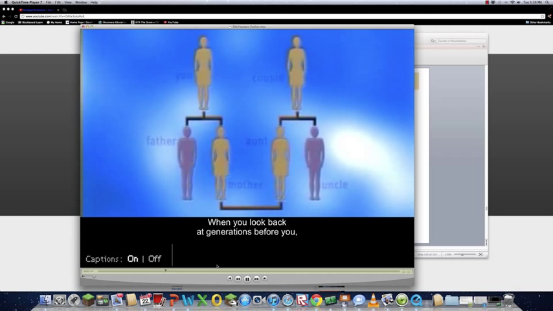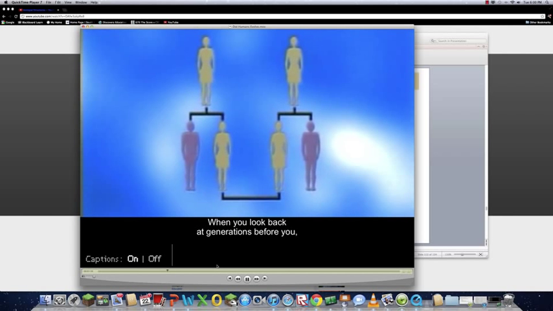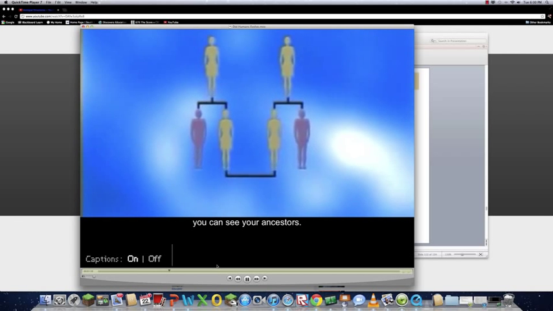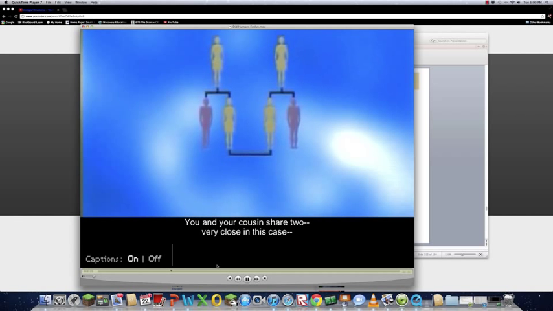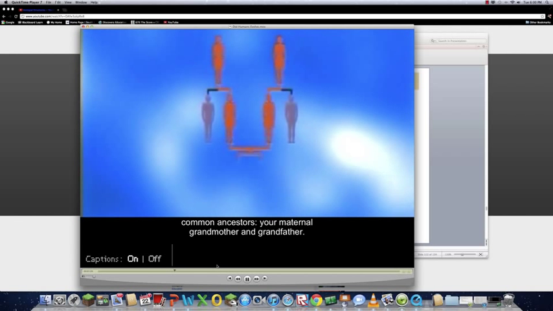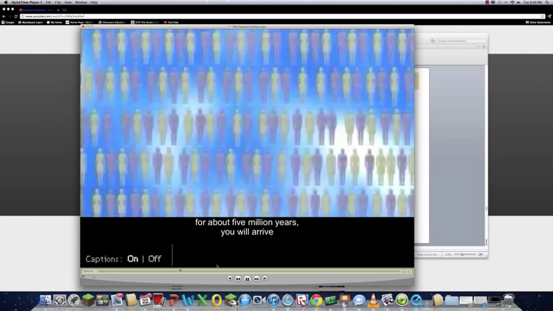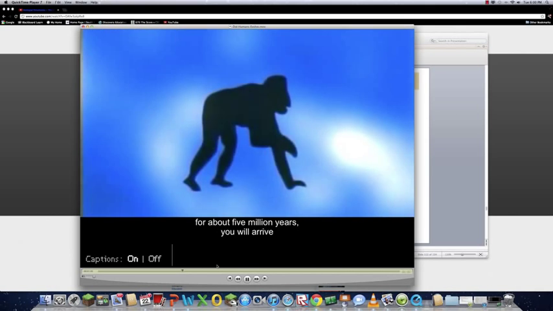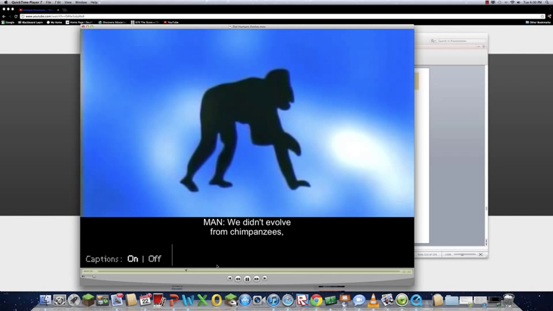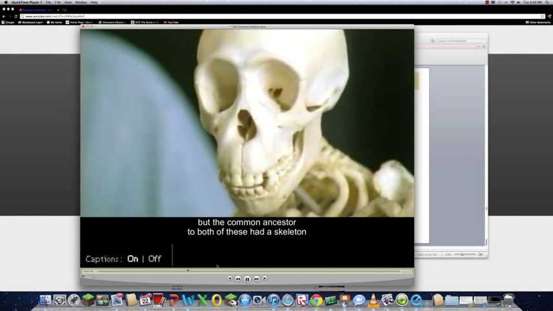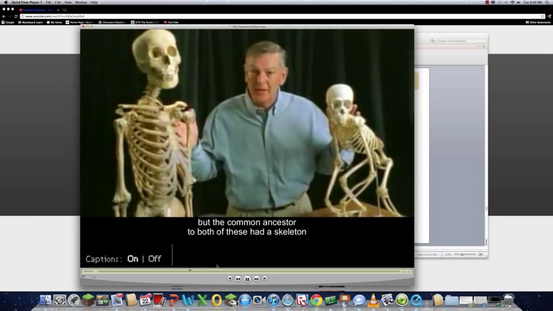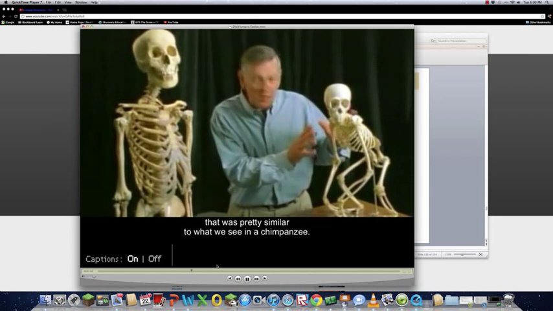When you look back at generations before you, you can see your ancestors. You and your cousin share 2, very close in this case, common ancestors, your maternal grandmother and grandfather. If you keep looking back at your ancestors for about 5 million years, you will arrive at the common ancestor we share with today's apes. We didn't evolve from chimpanzees, but the common ancestor to both of these had a skeleton that was pretty similar to what we see in a chimpanzee.